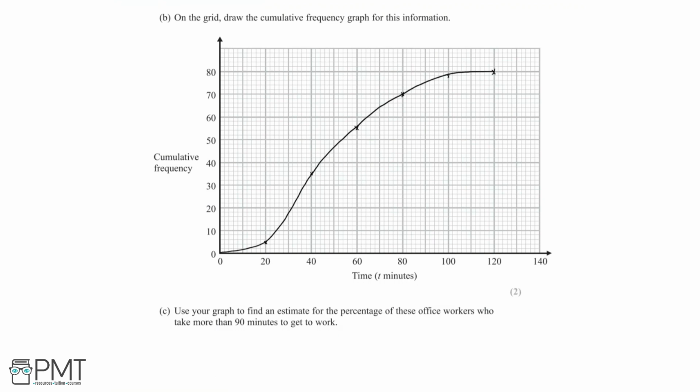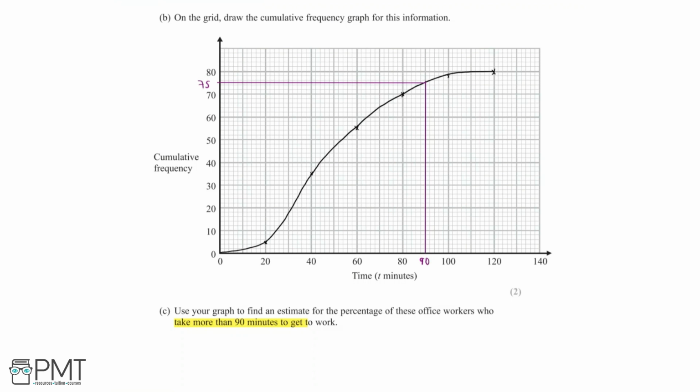Well, now that we've drawn our cumulative frequency graph, in part C, we need to use this graph in order to find an estimate for the percentage of these office workers who take more than 90 minutes to get to work. Well, let's start by finding 90 on our x-axis. And so let's use a ruler to draw a vertical line from 90 up until the graph. And now we can draw a line across to find the cumulative frequency when t is equal to 90. Now looking across, we can see that the cumulative frequency when t is equal to 90 is equal to 75. And so this means that 75 people take less than 90 minutes to get to work.